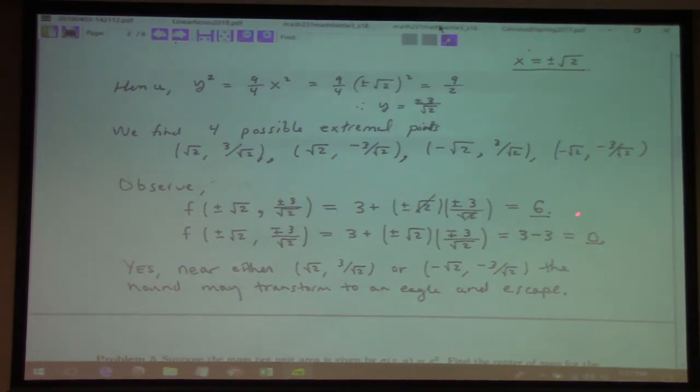And so what do you know? The ninja hound can transform into an eagle and escape at these 2 points right there. So, very exciting, yes?